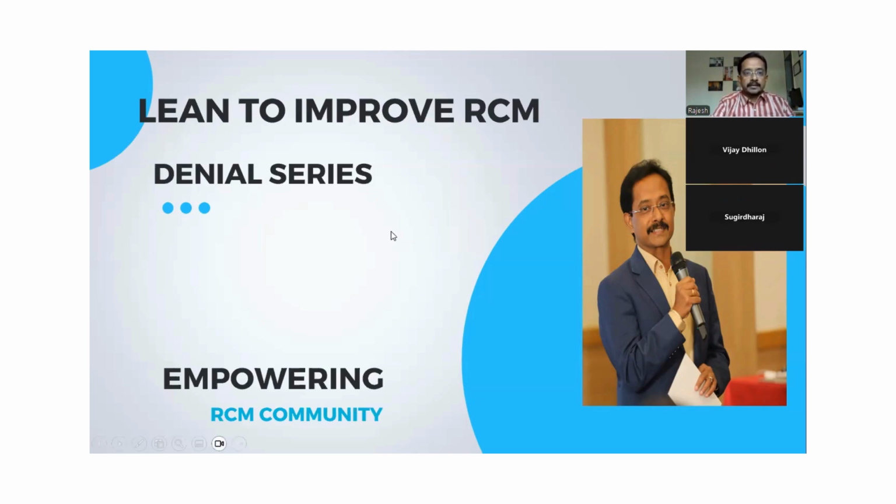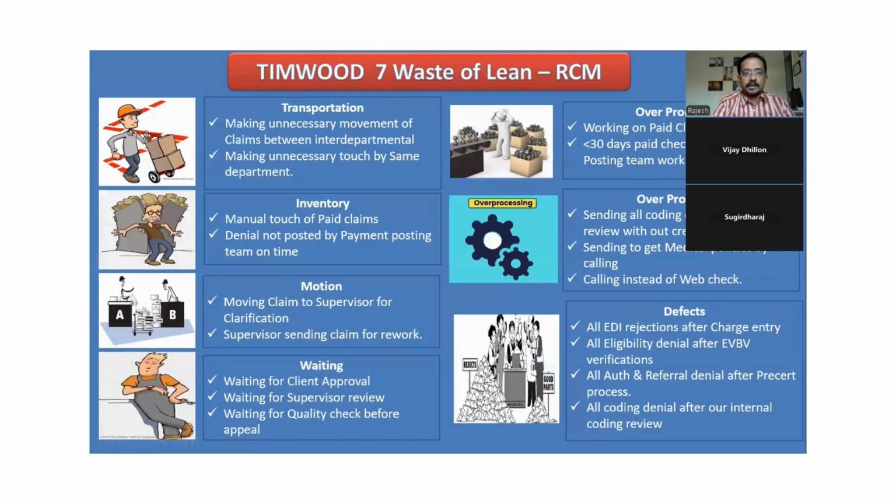This is what we started discussing, and we discussed the TIMWOODS, which is very basic for the lean methodology: transport, inventory, motion, waiting, overproduction, overprocessing, and defects. Every week we are discussing these 7 points because if you understand the seven very clearly, then you can think about how we can avoid these scenarios from the denial we are discussing. That's the main reason we are covering this 7 based methodology every week.